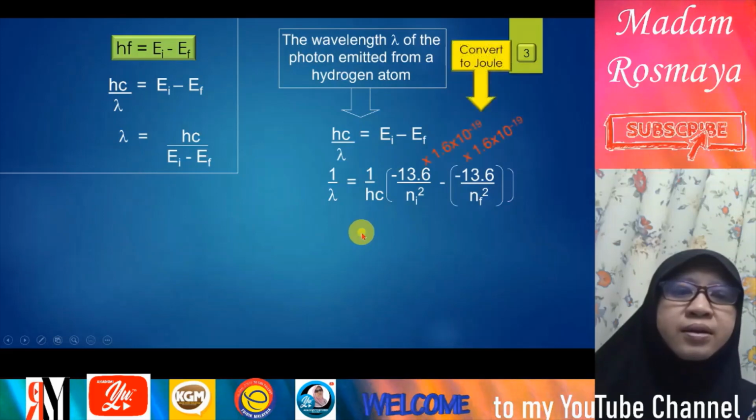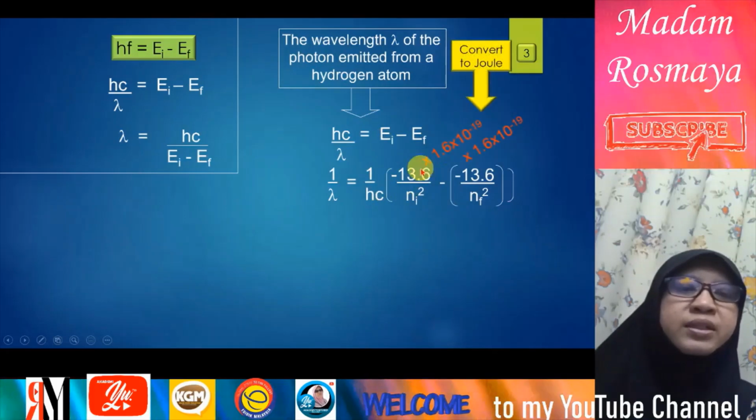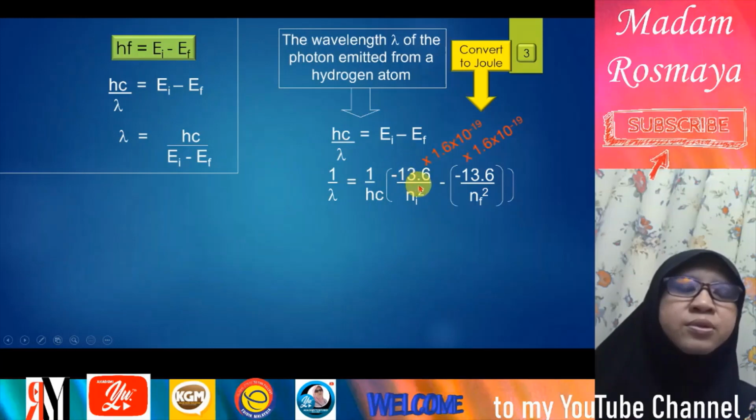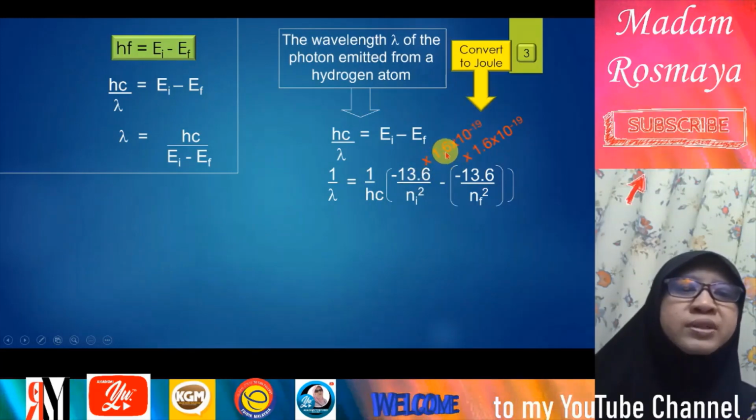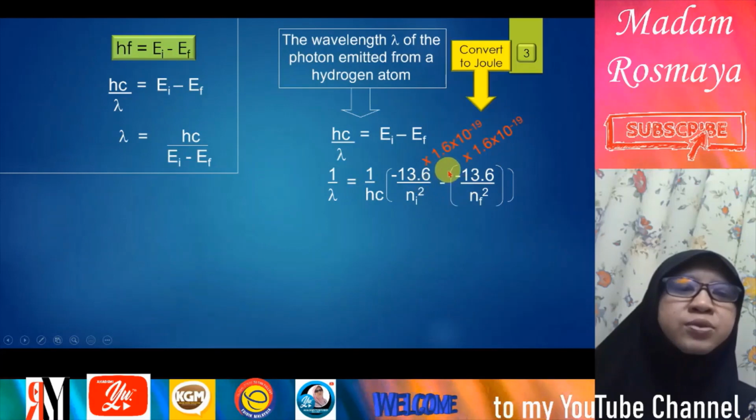In the equation here, 13.6 per n squared is in electron volt. The unit is electron volt. So to convert to joule, we multiply by 1.6 times 10 to the power of negative 19. So both energies we convert to joule.